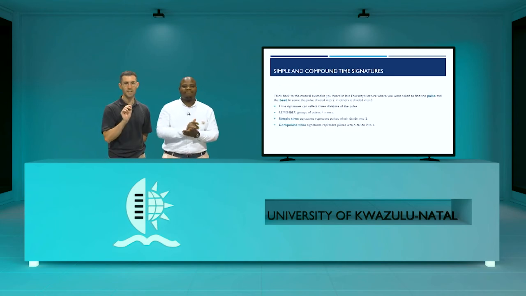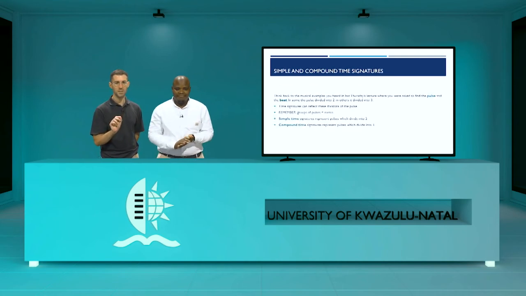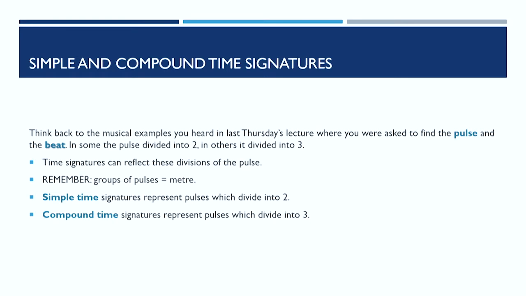So now we come to a slightly more difficult concept in music. Remember in the last video, we said that the pulse could divide into 2 beats or into 3 beats. Now, a time signature can reflect these divisions of the pulse. Just remember that meter is groups of pulses.